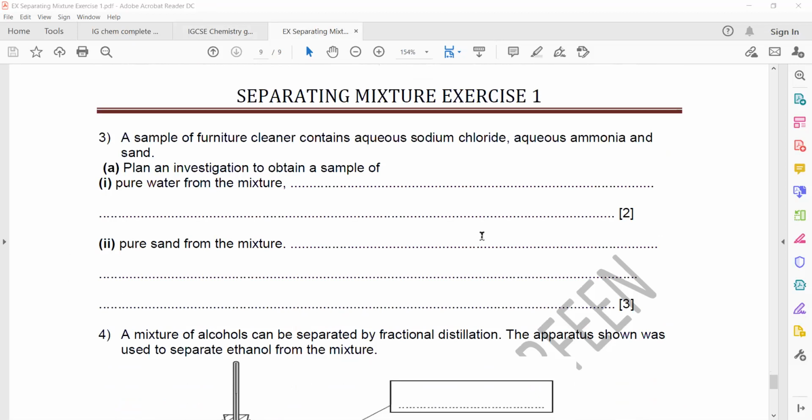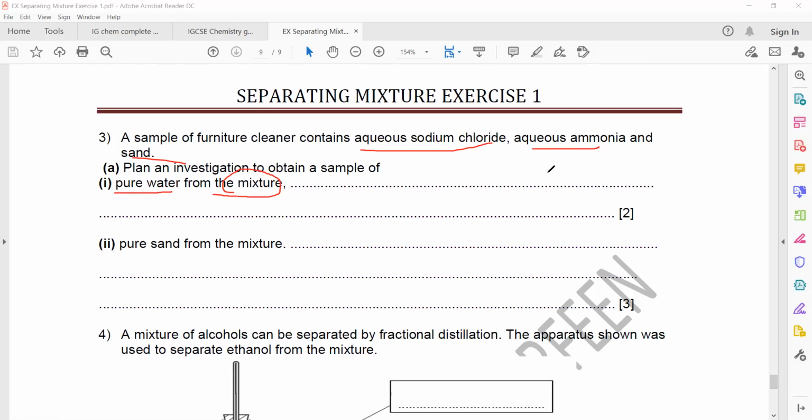A sample of furniture cleaner contained aqueous sodium chloride, aqueous ammonia, and sand. Plan an investigation to obtain a sample of pure water from the mixture. You have dissolved sodium chloride, dissolved ammonia, and sand. You want to obtain pure water from this mixture. How can you obtain water from this mixture?